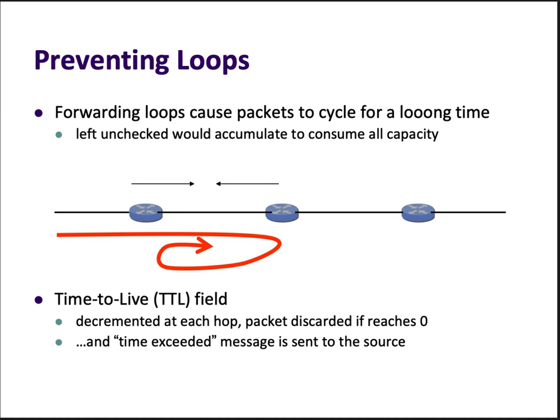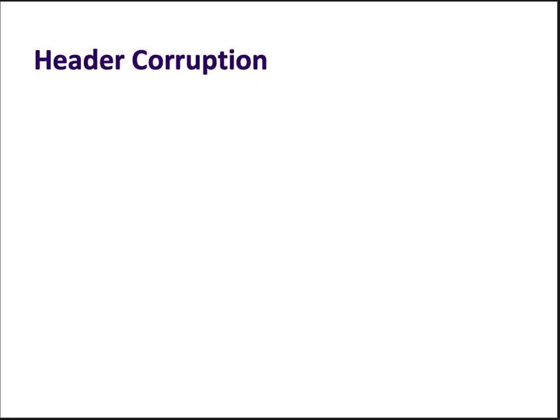Any other questions? Okay, so just one point to note: if you want to send an error message back to the source, this is another reason why we need the source address and why routers need the source address. Okay. Header corruption. Are people comfortable with the idea that bits can get corrupted along the way?